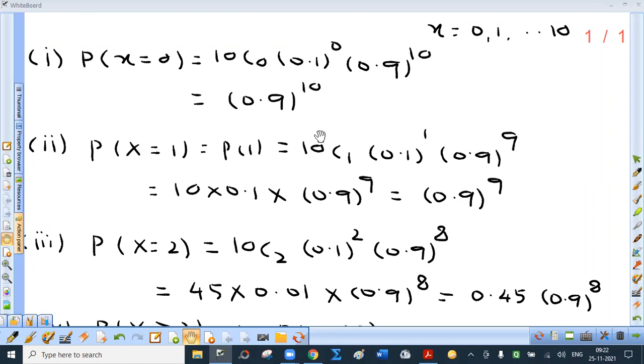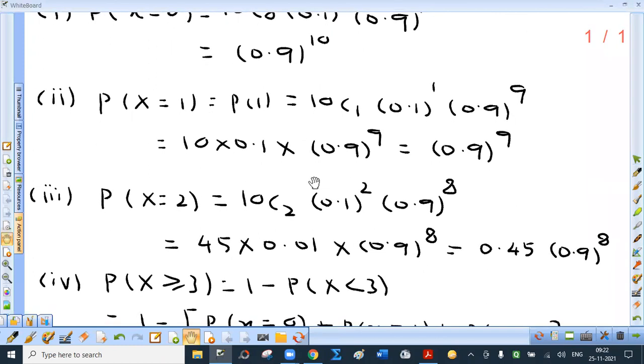Second part, one terminal will require attention. So P of x equal to 1. 10C1, which is 10. 0.1 into 0.9 raised to 9. 10 into 0.1 is 1. So what is the final answer? 0.9 raised to 9.